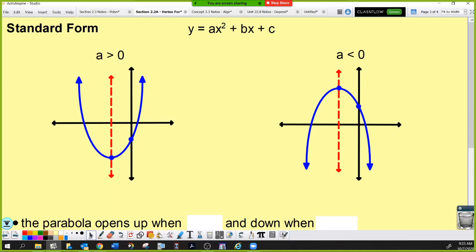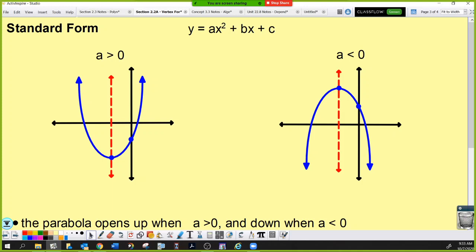The parabola opens up when and down when, those exact same statements. Opens up when A is greater than 0. Opens down when A is less than 0. Good news, transformations are never different. So if you understand transformations, you're going to be pretty happy this year. Because every time we graph something new, you're going to understand things that are basic about it just because of transformations.